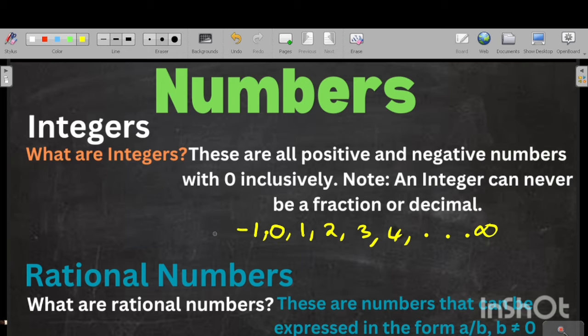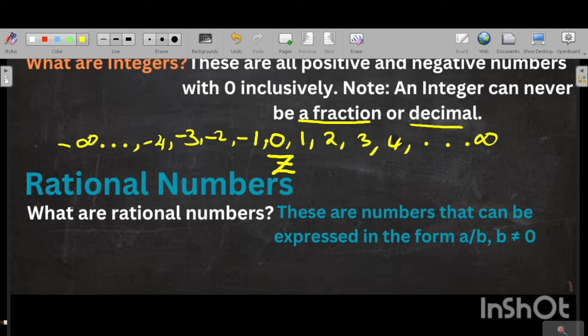So here you are going to have -1, -2, -3, -4, up to -infinite. They keep going. So this is a set of integers. Integers are all positive and negative numbers with 0 inclusive. It is also very important to note that an integer can never be a fraction or a decimal. Finally, you need to know that integers are denoted by the letter Z.